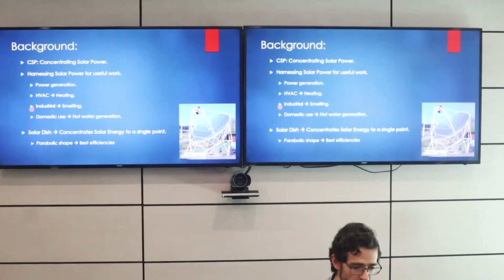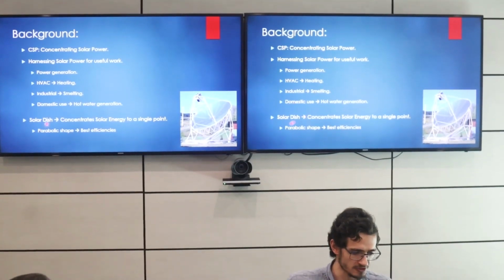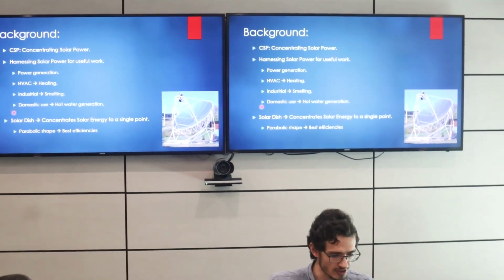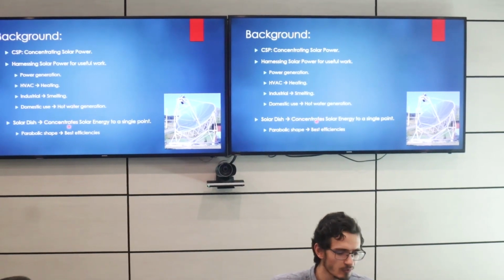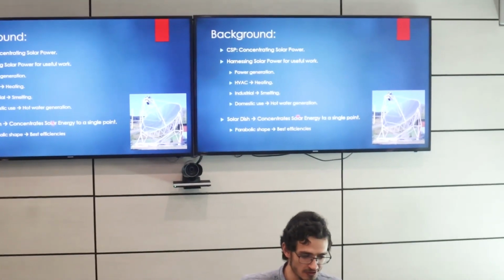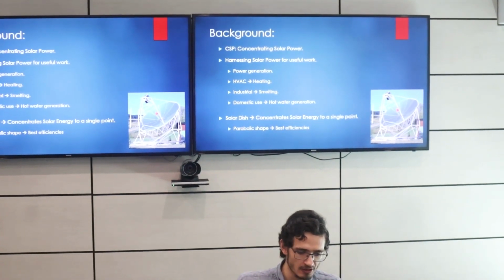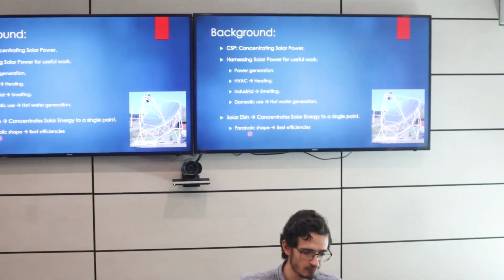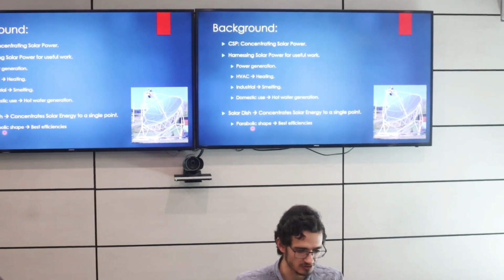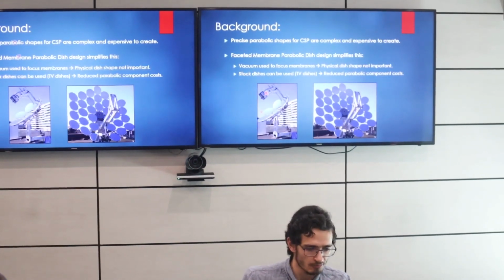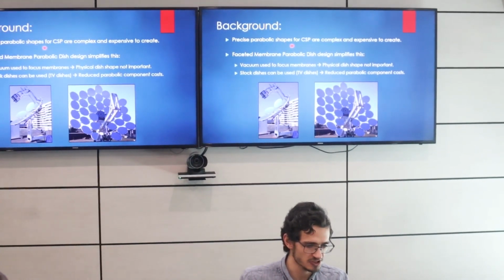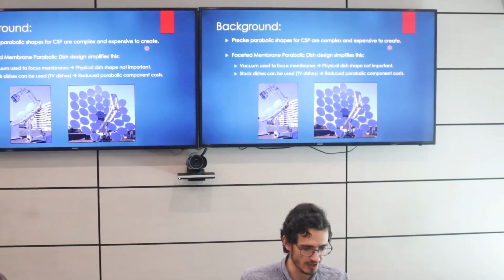And one of the most applicable ways of doing CSP is with a solar dish, where it concentrates solar energy to a single point, as is demonstrated in the figure to the right. Generally, parabolic shapes are seen to be the most efficient designs for this. But the precise parabolic shapes for CSP are complex and expensive to create.